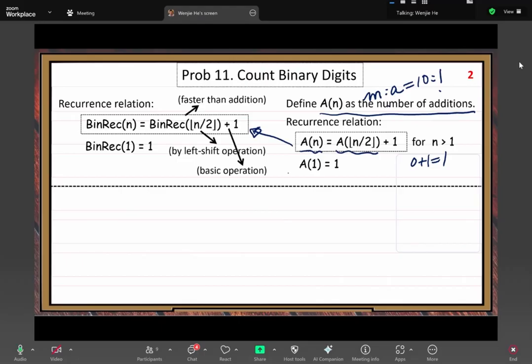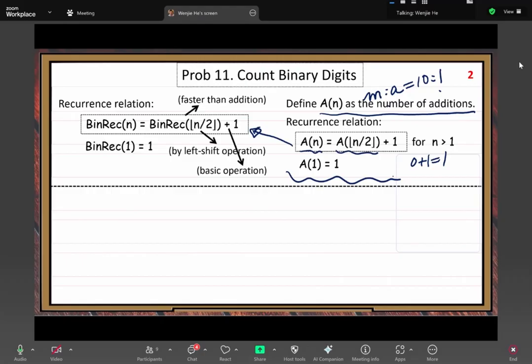Now I want to show you how to solve this recurrence relation. To solve it, I want to use this example to show you some more problem solving strategies and thinking. When we solve a problem like this, first, recall some strategy we used before.